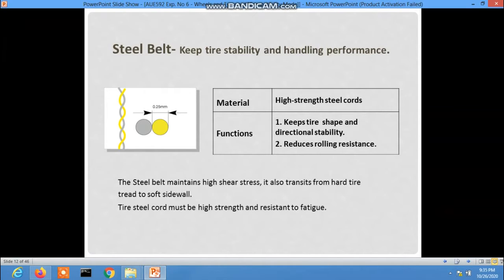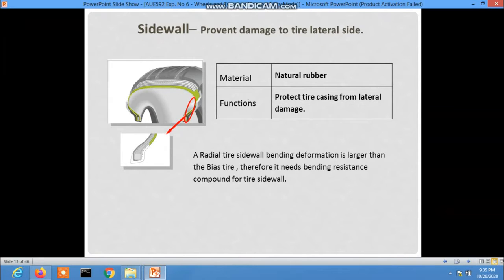Now the sidewall prevents damage to the lateral side of the tire. Material: natural rubber. Function: protect the tire casing from lateral damage. Radial tire sidewall bending deformation is larger than a bias tire. Therefore, it needs a bending resistance compound for the tire sidewall.